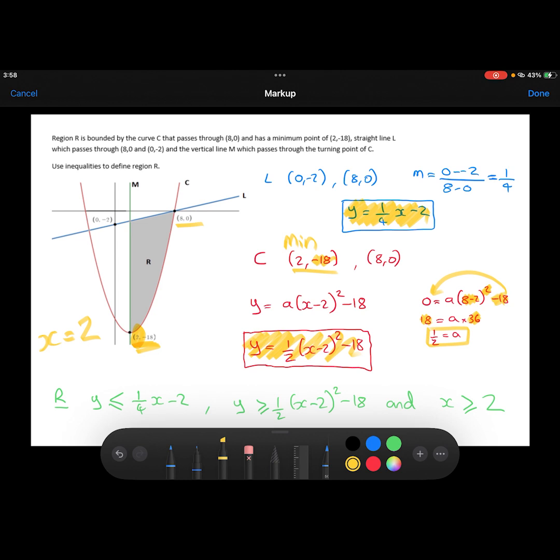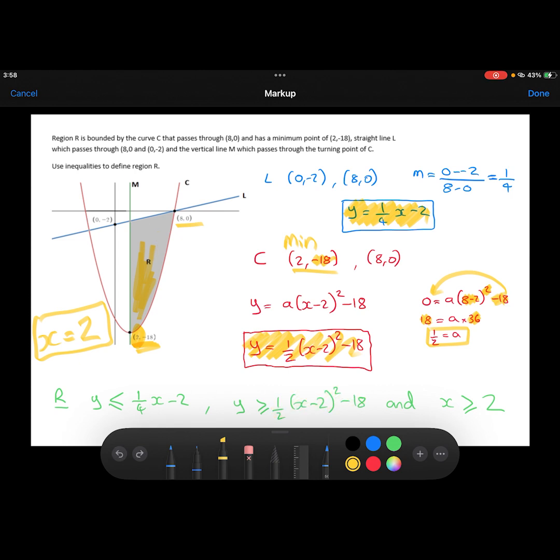Right, now to take these three equations and use those as inequalities to define region R. Region R is underneath the straight line, underneath the blue line. So I know the y coordinates need to be less than or equal to 1/4 x - 2. I also know that region R is above the red quadratic. So the y coordinates need to be bigger than or equal to the quadratic.